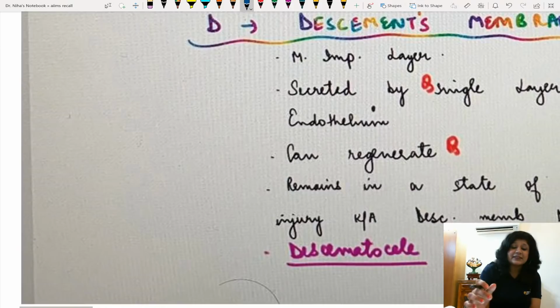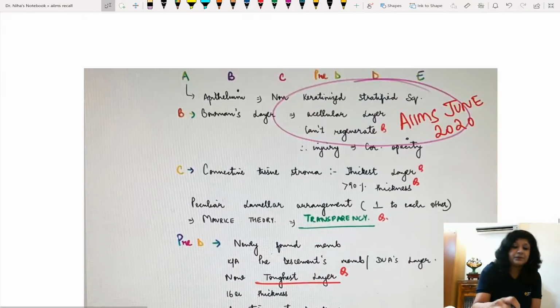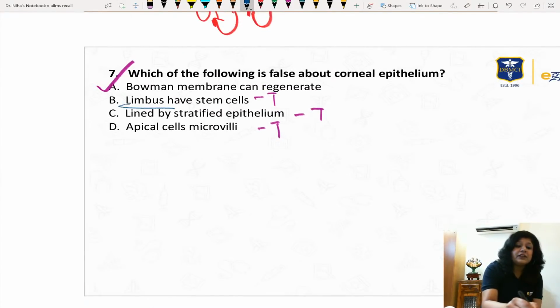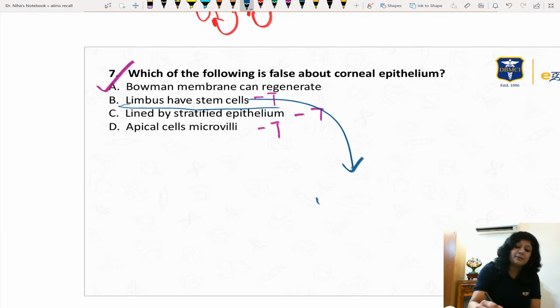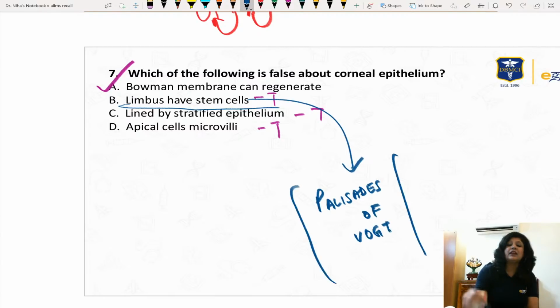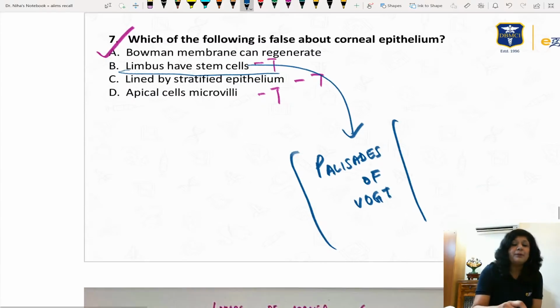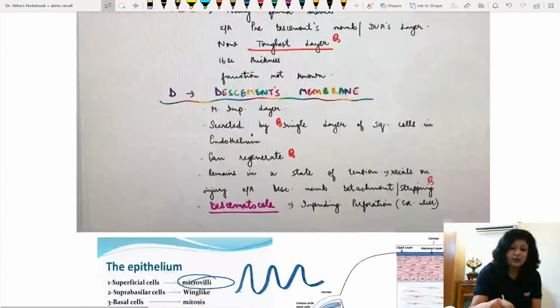Now another thing, if you see the question back, we have got the stem cells. So that also you know that we have got the proliferating cells which are present at the limbus, and which is helping in the healing also. So they are actively mitotic cells, or dividing cells, proliferating cells, also called stem cells, which are actually making the palisades of Vogt. They are present at the limbus. So answer is pretty clear. Bowman's membrane can regenerate. That is wrong. It cannot regenerate.